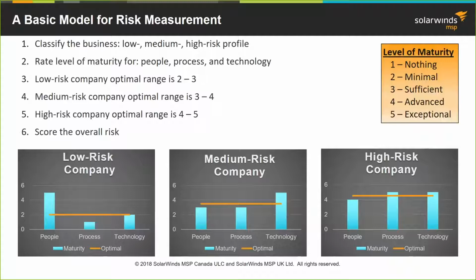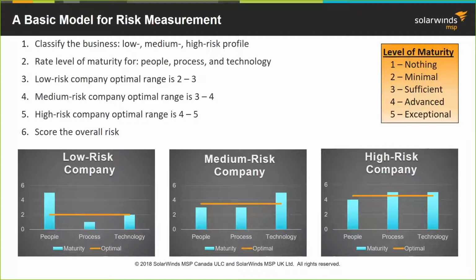Then rate the level of maturity for people, process, and technology, right? And the level of maturity can just be on a 1 to 5 scale, with a 1 being nothing, 2 being minimal, 3 being sufficient, 4 being advanced, 5 being exceptional, right? So you're going to rate the level of maturity for people, process, and technology. So low-risk companies, optimal range is 2 to 3. Medium-risk companies, optimal range is 3 to 4. And high-risk companies, optimal range is 4 to 5.